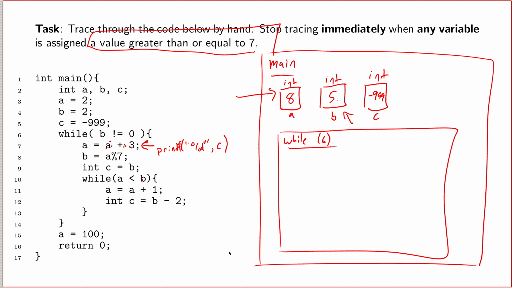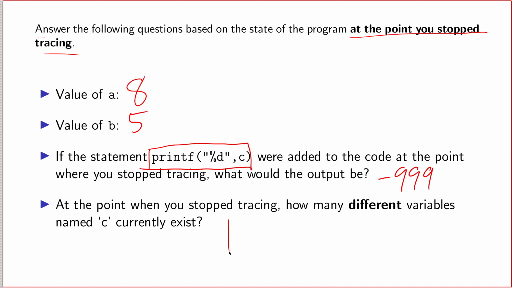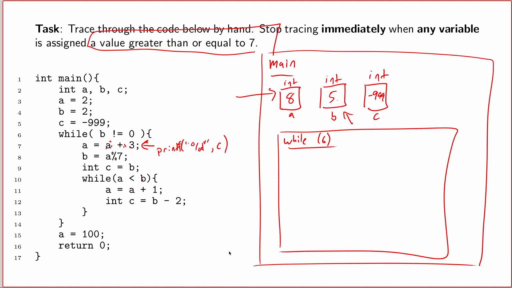So the key thing to understand with these tracing questions is there's some condition. It could be when a variable gets the value greater than or equal to 7, a variable turns negative, a variable gets the value 0. As soon as that condition is met, you stop immediately. You do not continue tracing because the subsequent questions are all based on the state of the program at that moment.